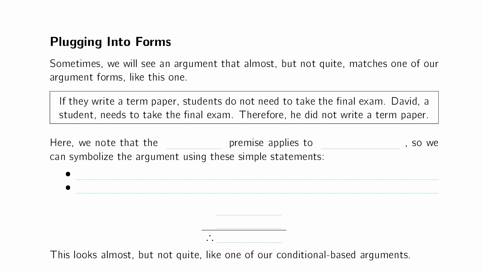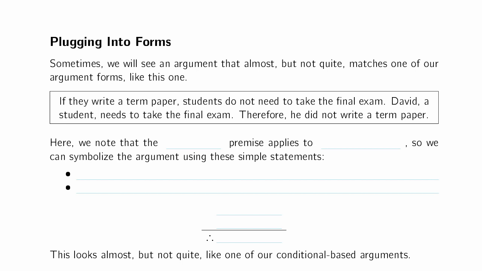Sometimes we'll see an argument that matches a familiar form almost. Now, when we have something like that that almost matches a familiar form, we could go to a new truth table, but it turns out that that's not necessary. Let's try analyzing this argument without going to a new truth table.